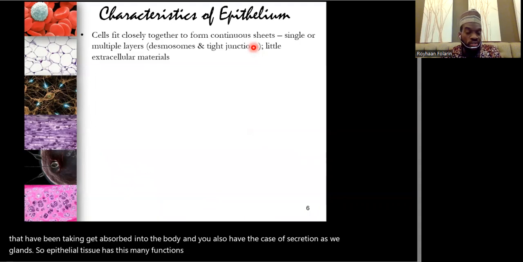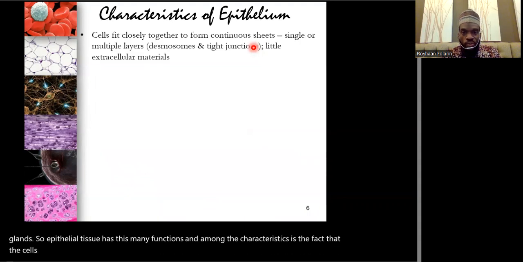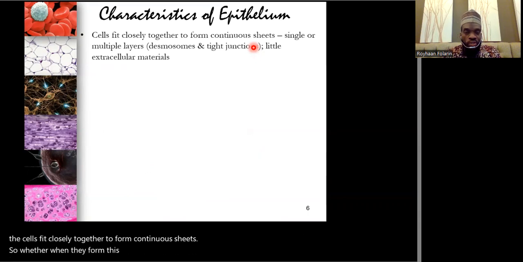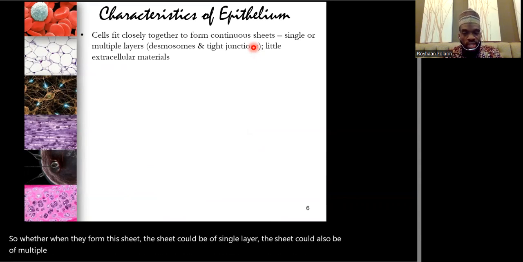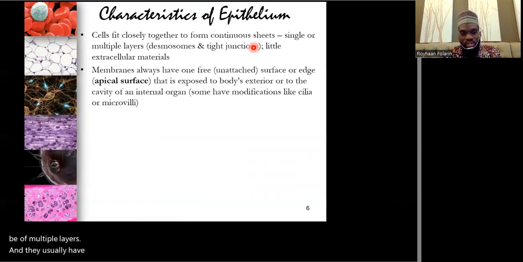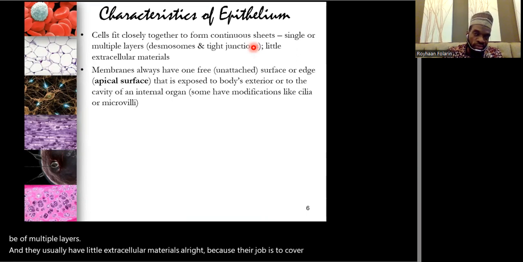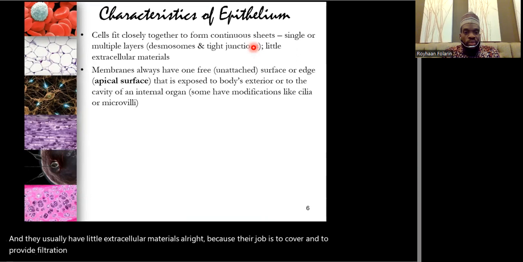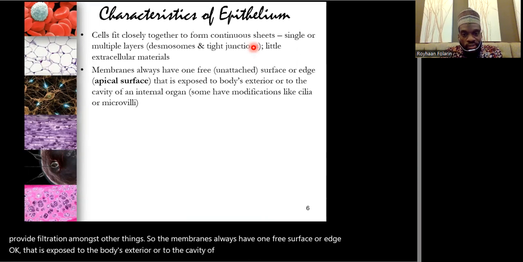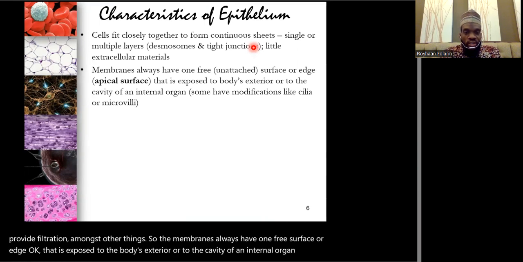And among the characteristics is the fact that the cells fit closely together to form continuous sheets. So when they form this sheet, the sheet could be of single layer, the sheet could also be of multiple layers. And they usually have little extracellular materials, all right, because their job is to cover and to provide filtration, amongst other things. So the membranes always have one free surface or edge, okay, that is exposed to the body's exterior, or to the cavity of an internal organ. So some have modifications like cilia or microvilli.